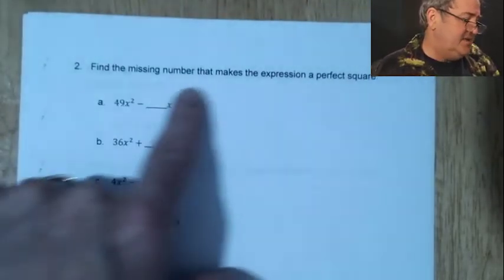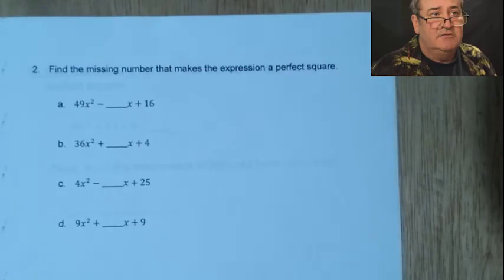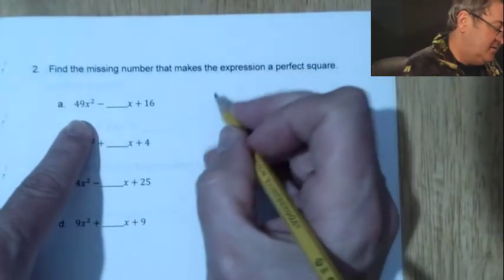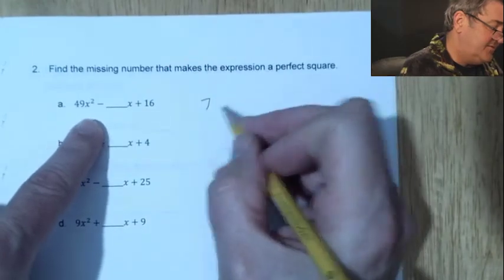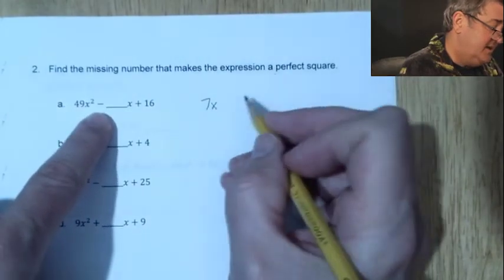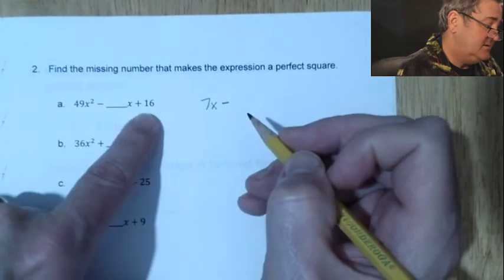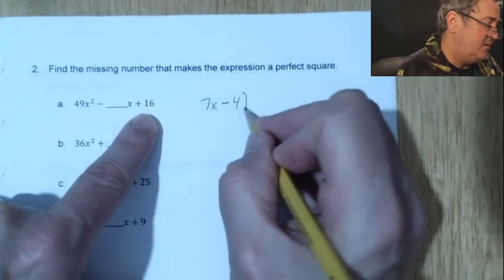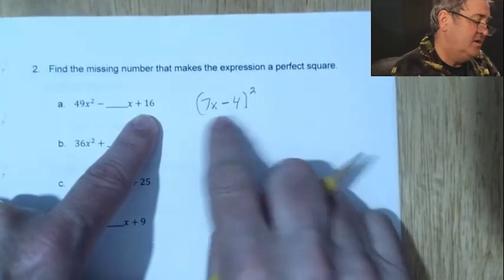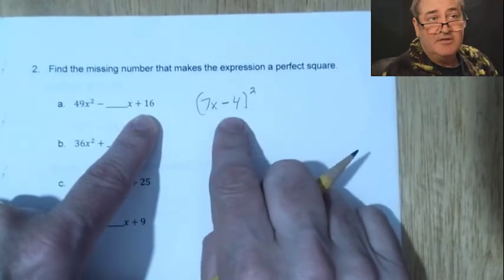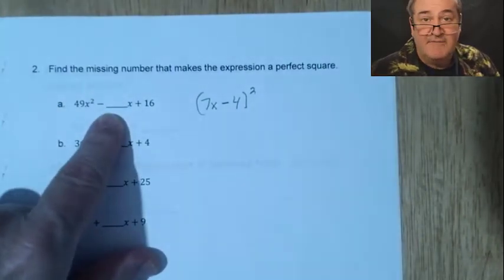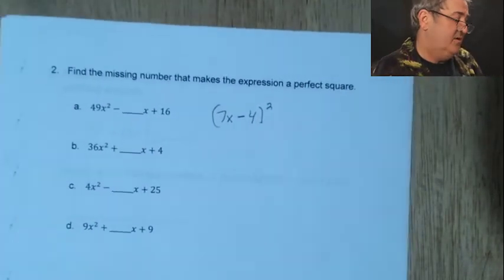All right, find the missing number that makes the expression a perfect square. Oh, perfect. You can make the binomial right there. 7 times 7 is 49. X times x. This is a minus. What times itself equals 16? Must be minus 4. That is the binomial. So when you multiply those together twice, you have 2 of those. What number needs to go there? All right, do that on those 4.